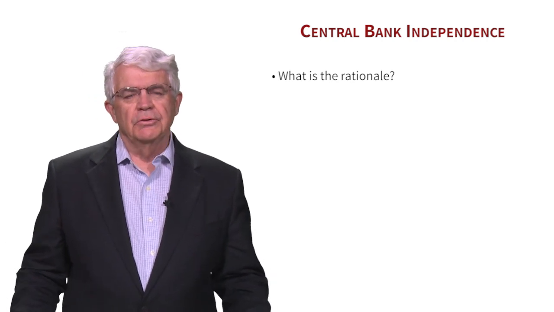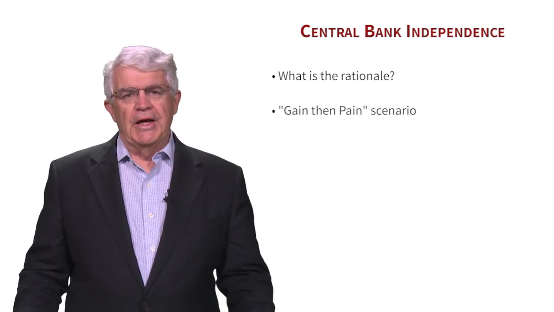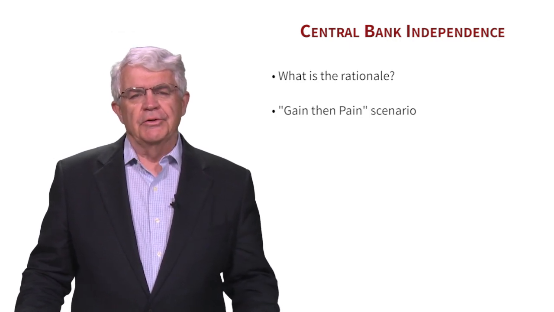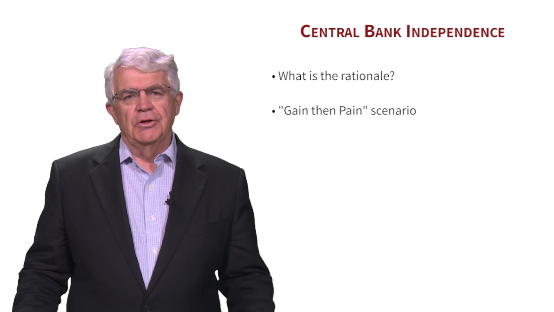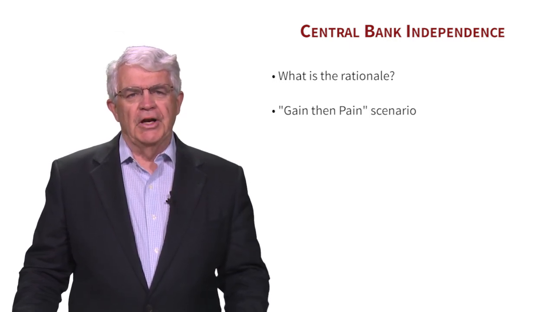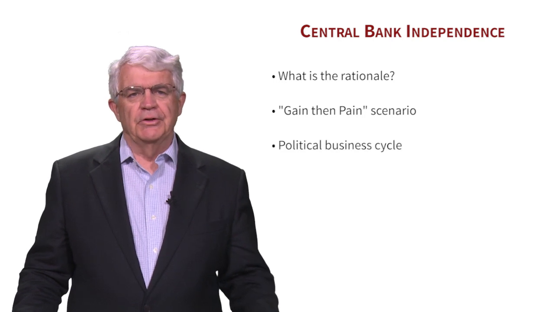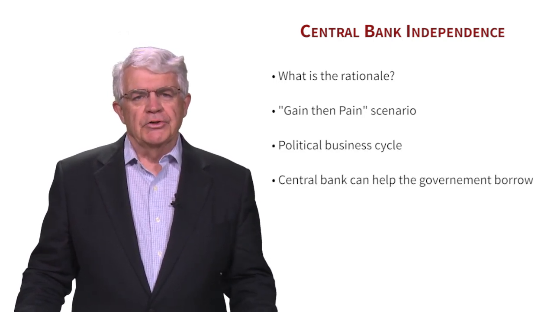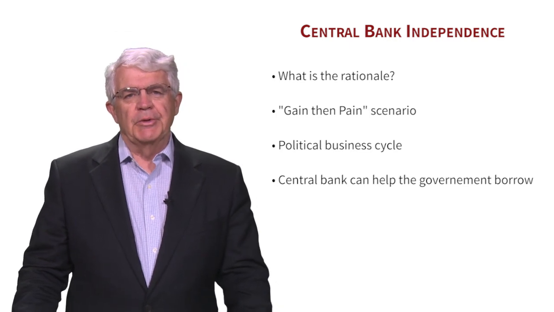There's really three. One is what we'll call the gain then pain scenario, something that is quite evident when you think about the basic dynamic macroeconomic models. And so let's focus on that first. And then I want to talk about the political business cycle and the central bank being able to help the government borrow as two other reasons for central bank independence.